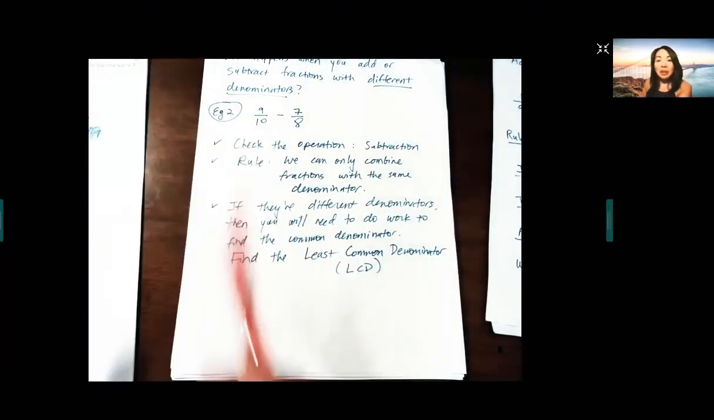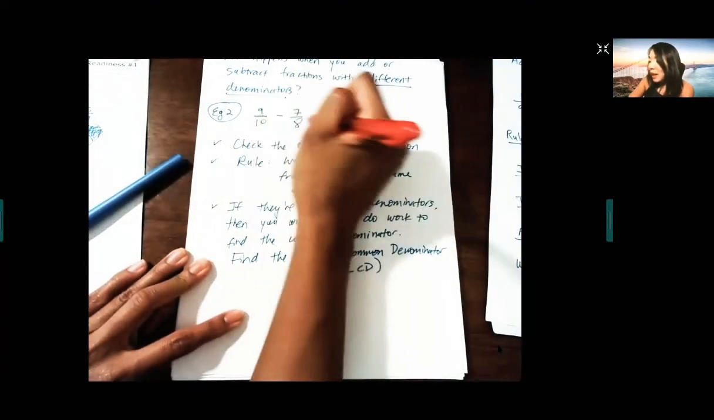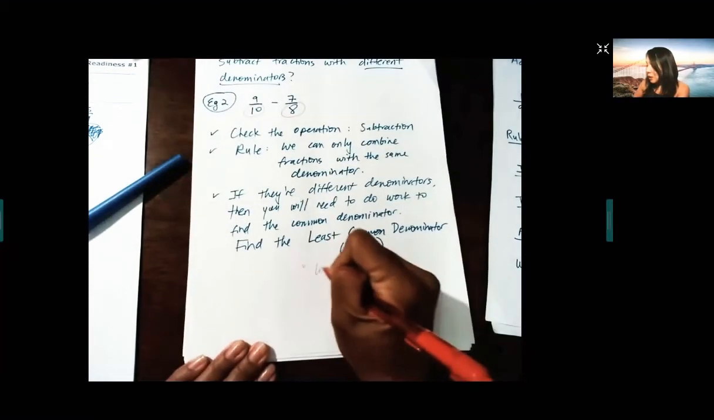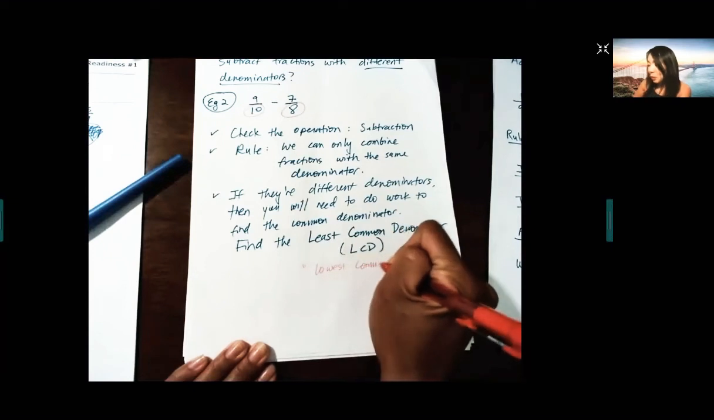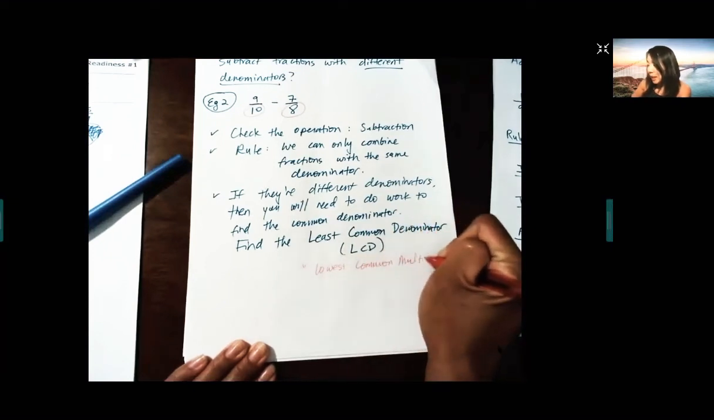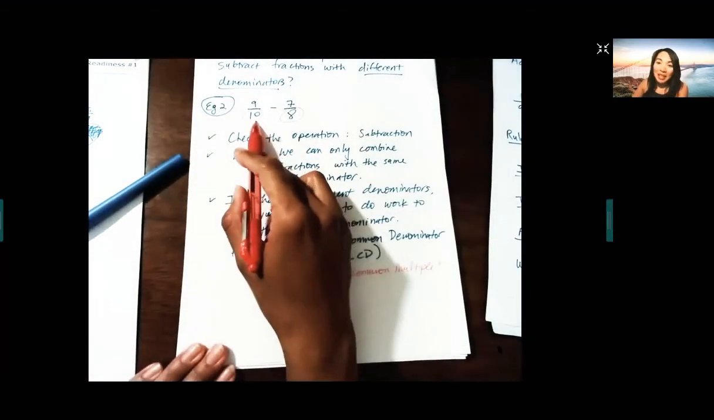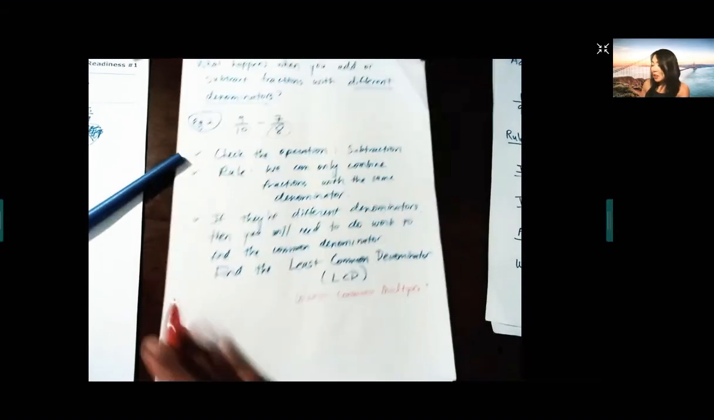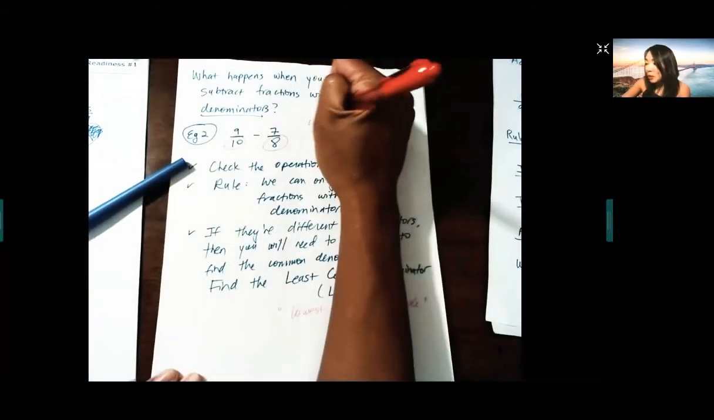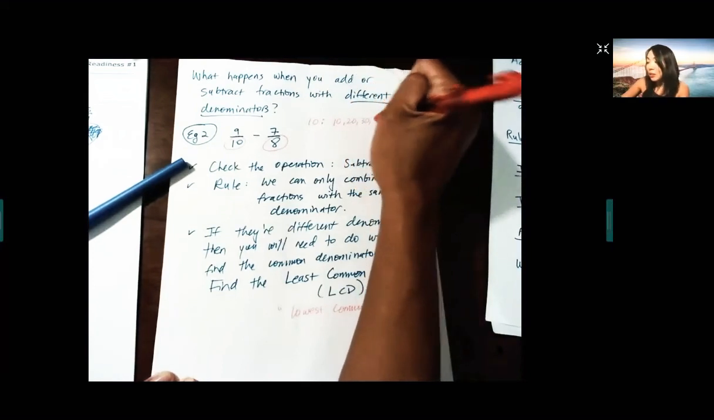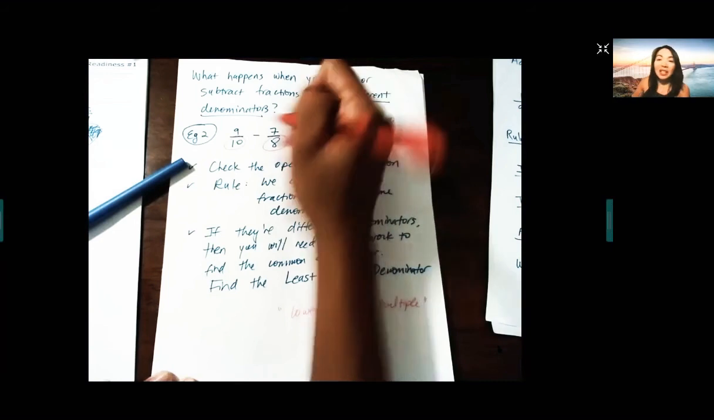In this problem, for the numbers 10 and 8, I want to ask myself, what is the least common denominator between 10 and 8? In other words, what is the lowest common multiple? What multiple do they have in common with each other? If I think of the multiples of 10, they are 10, 20, 30, 40, 50, and so on. It keeps going on and on.